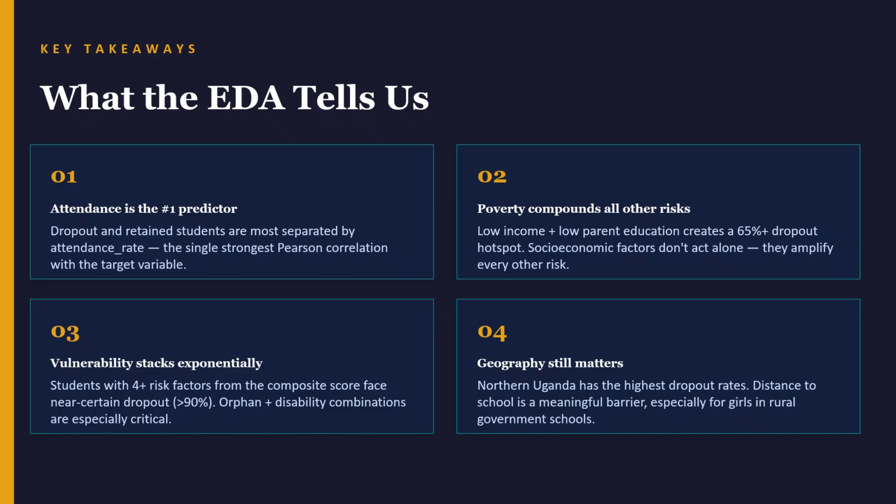And the last, fourth thing was that geography still matters, and northern Uganda had the highest dropout rates. That means that distance to school is a meaningful barrier, especially for girls in rural government schools.